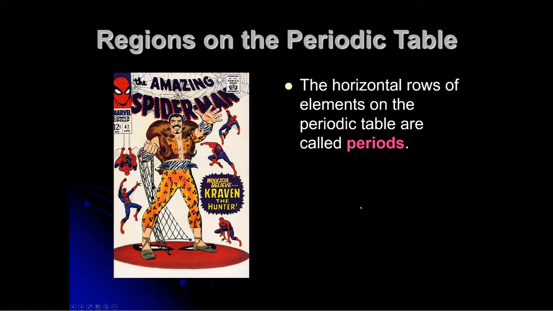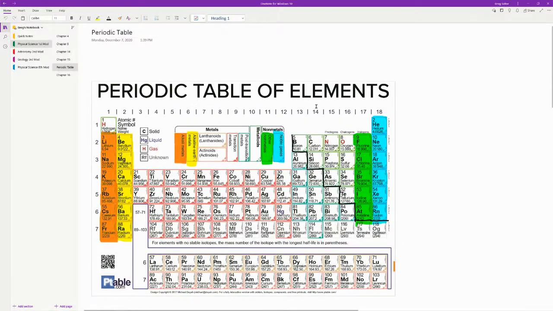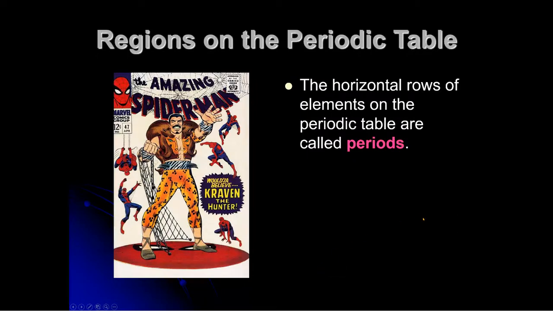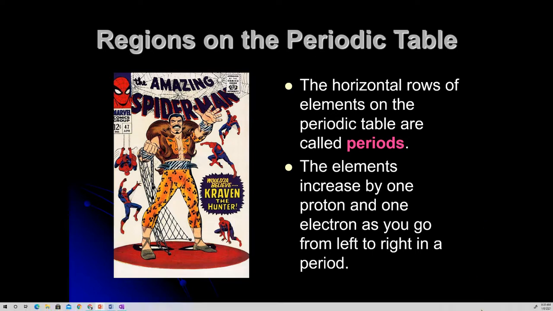The horizontal rows of elements on the periodic table are called periods. So again, we have families right here, 1 through 18. That's this, up and down. And then periods, which go side to side. And there's 7 of those. There's 7 periods. 18 groups or families, 7 periods. These elements increase by 1 proton and 1 electron as you go from left to right in a period.